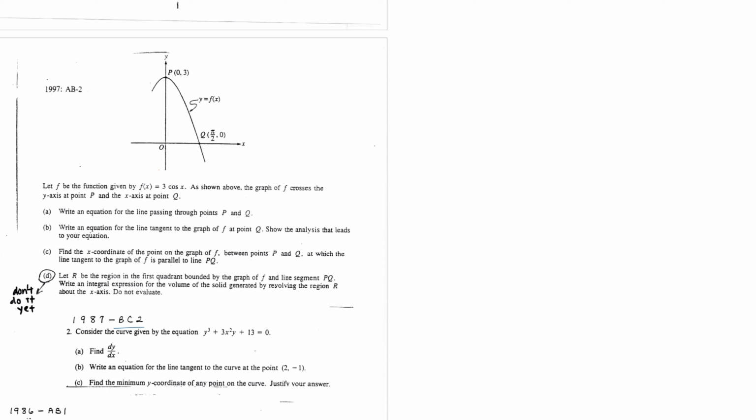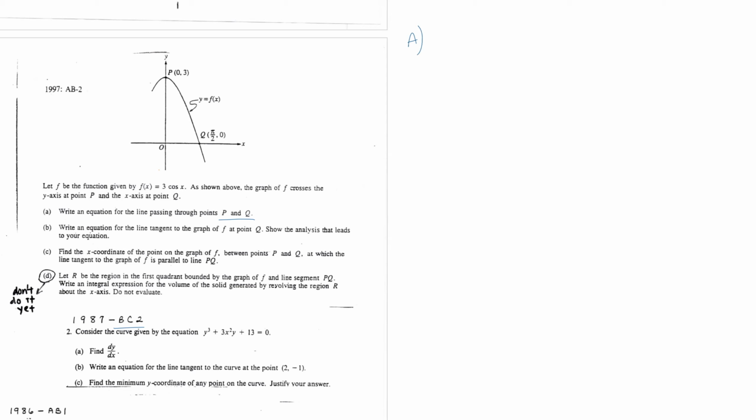Let f be a function given as f of x equals 3 cosine shown above. Okay, so that's just the picture, and it says here, write the equation of a line passing through points P and Q. Oh wow, that's like algebra 1. Cool. So for A, we want to find the equation of line PQ.